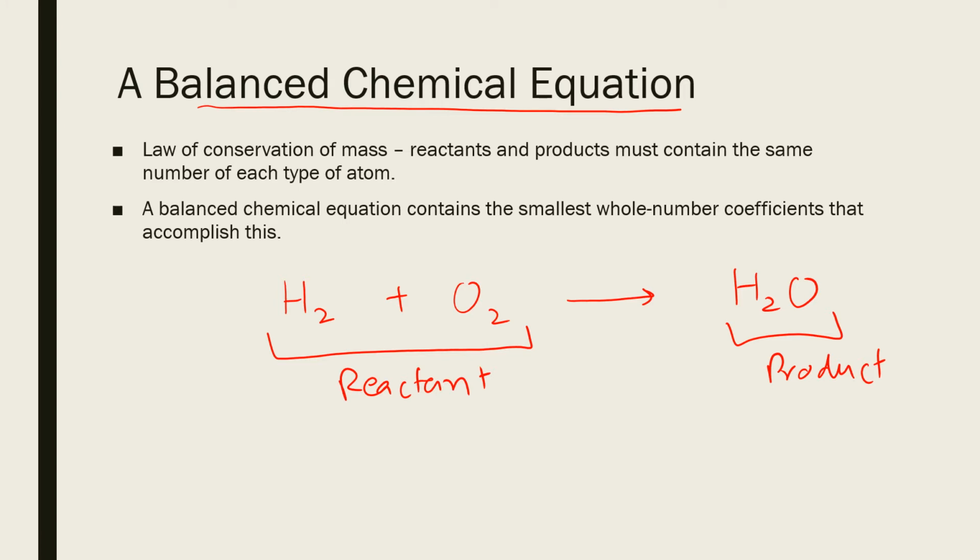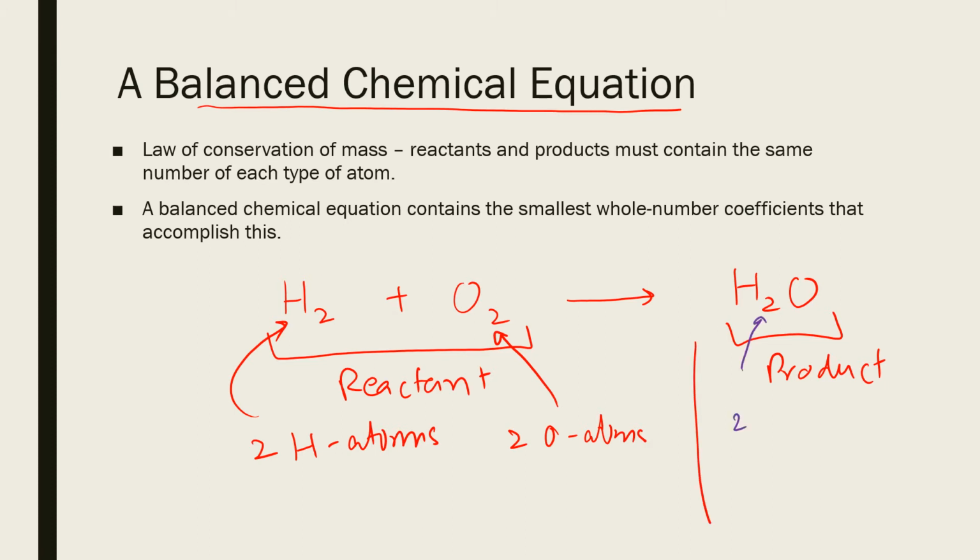Now, let's count the atoms. On the reactant side, we have two hydrogen atoms as we have H2, and similarly, we have two oxygen atoms. Now, in the product side, we have two hydrogen atoms, but we have only one oxygen atom. Now, something does not add up here.